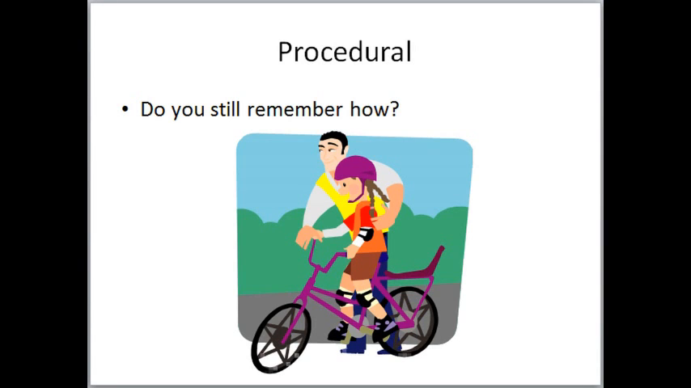We also have procedural memories. Memories that help us do things. Do you still remember how to ride a bike? The saying goes, you don't ever forget how to ride a bike. It's something you can't forget because it's a procedural memory. Do you still remember how? How to do things are procedural memories.